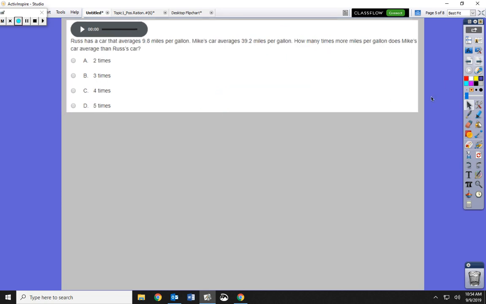Again, I saw that one, nice, divided, makes it nice that I know division. It says Russ has a car that averages 9 8/10 miles per gallon. Mike's car goes 39 2/10 miles per gallon. How many times more miles does Mike's go than Russ's?